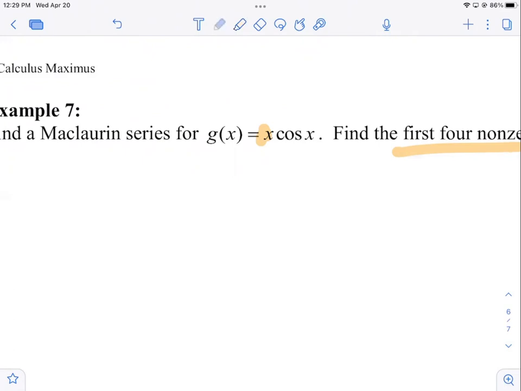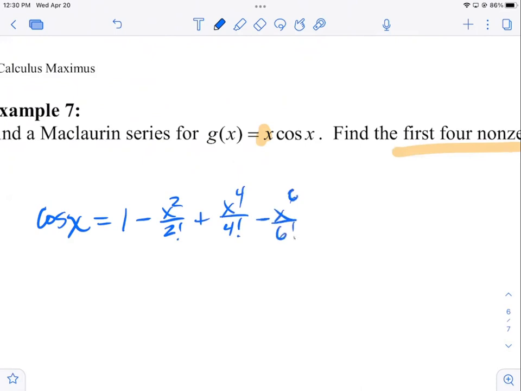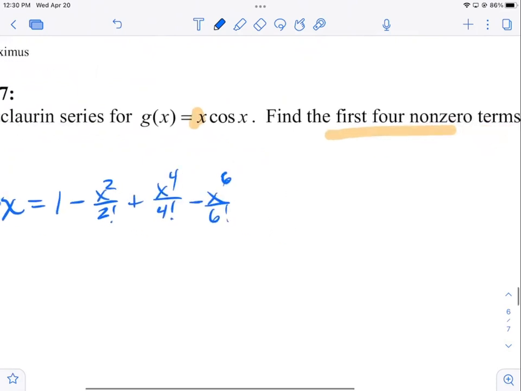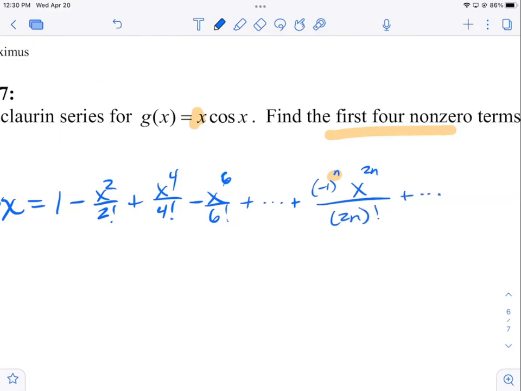So let's go ahead and write out cosine of x. And I'm not going to call cosine of x g of x because it isn't. Cosine is the even function. So just to review, it starts with 1 and then minus x squared over 2 factorial plus x to the 4th over 4 factorial minus x to the 6th over 6 factorial. There's 4 non-zero terms plus yada, yada, yada, plus, and then we got our alternator, negative 1 to the n. I'll check that. And it's just even powers. So x to the 2n all over 2n quantity factorial plus yada, yada, yada.